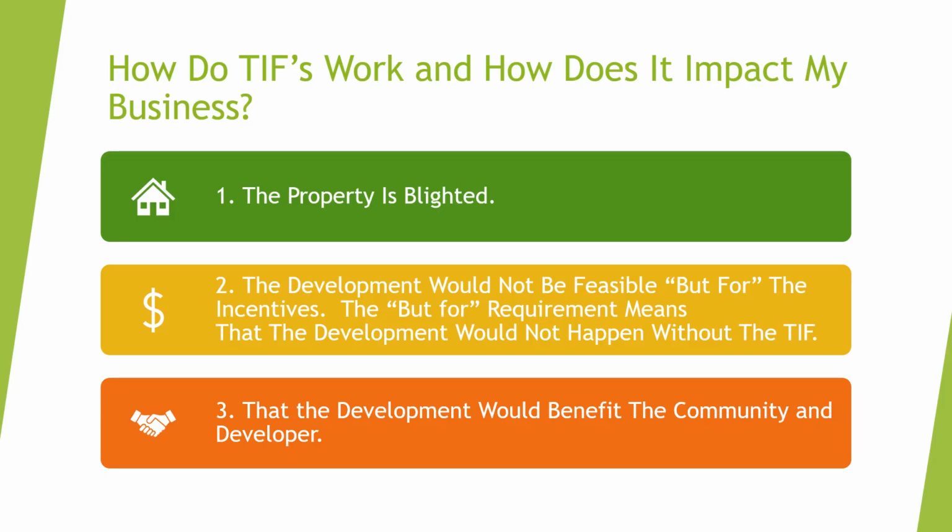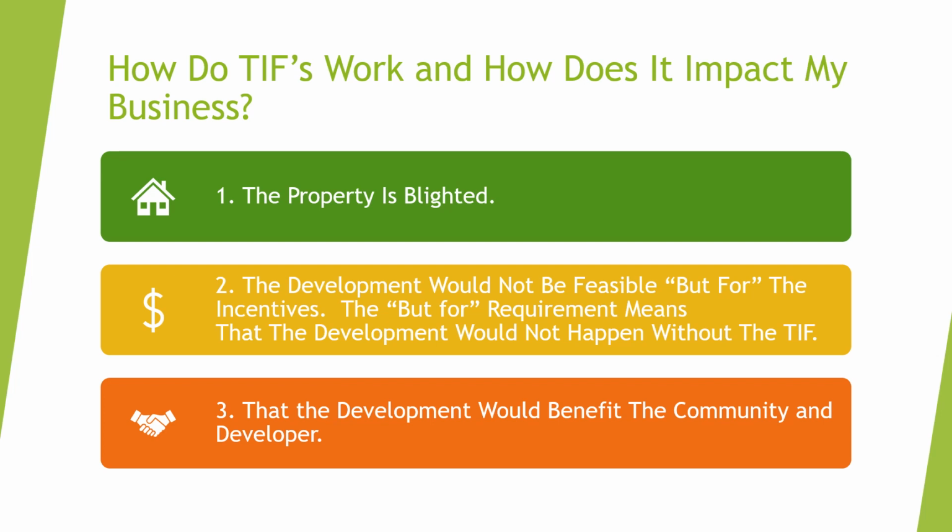Now that we've defined TIF, we need to know how it works. In our example from before, the developer requests that the city create a special district to be developed, called the TIF district. By law, the city must conduct an analysis to determine if the project meets the following legal requirements. 1. The property is blighted. 2. The development would not be feasible but for the incentives. A but-for requirement means that the development would not happen without the TIF. 3. The development would benefit the community and the developer.